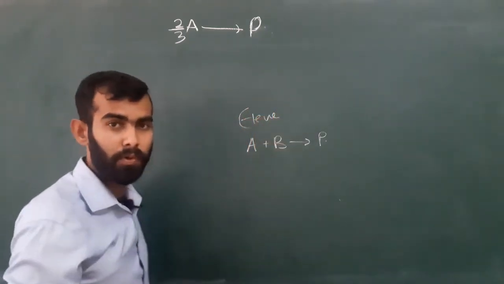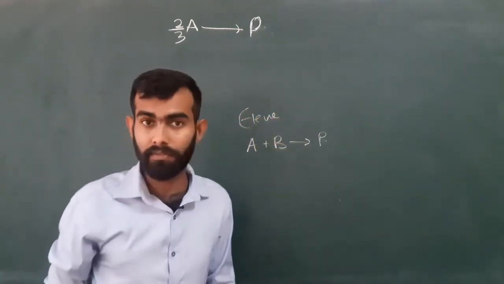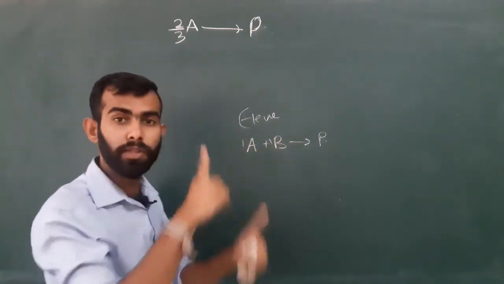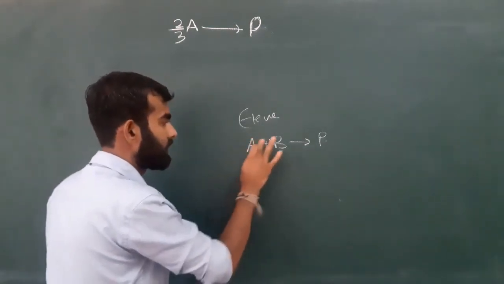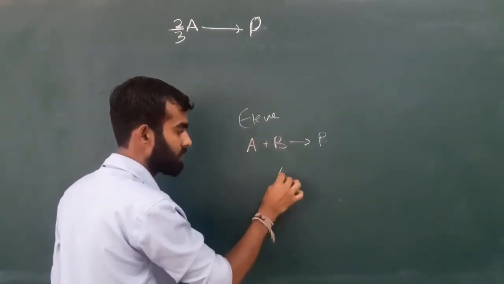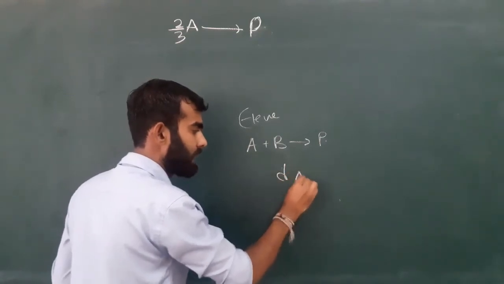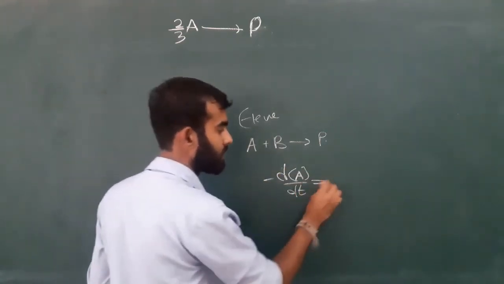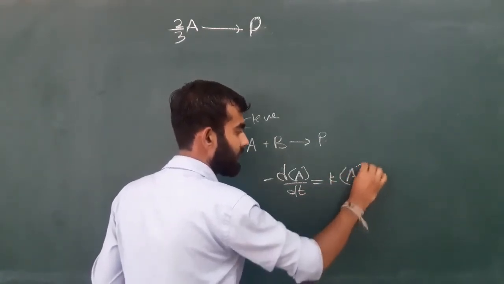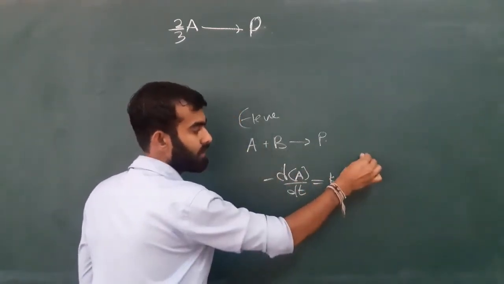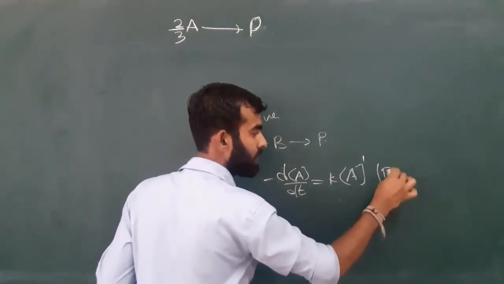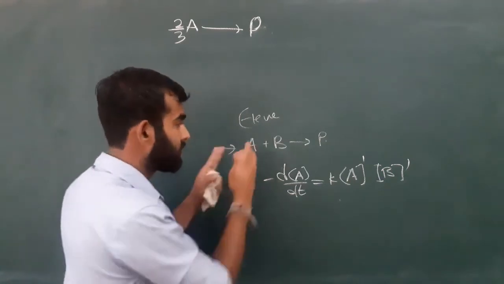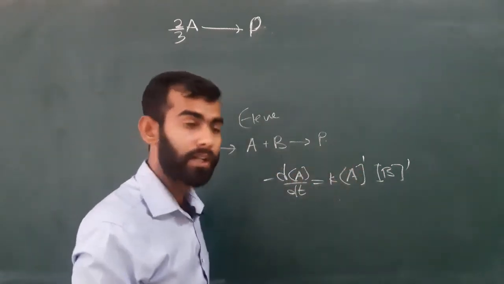that means a single step reaction, the stoichiometry is equal to the order. So if I write down an equation, the rate law, minus dA divided by dt equals k, A to the power, here the order will be 1, and the order of B will be 1 because this is an elementary reaction. The stoichiometry is equal to the order.